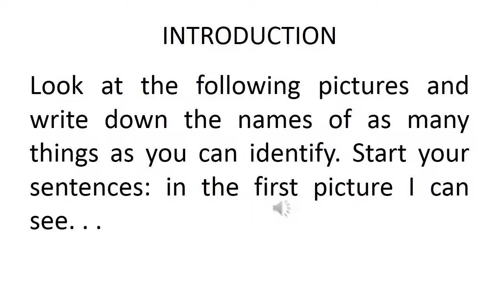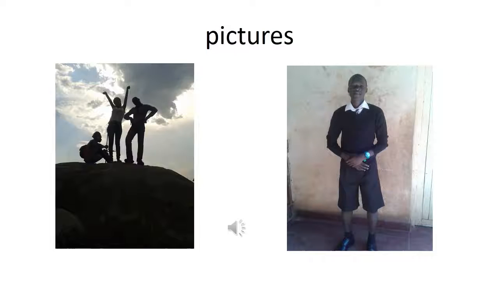Lesson introduction. Look at the pictures that follow in the slides below and write down the names of as many things as you can identify, such as sentences in the following manner. In the first picture, I can see. I do not know how many things you named from the first picture, but in the second picture we most definitely have a schoolboy.